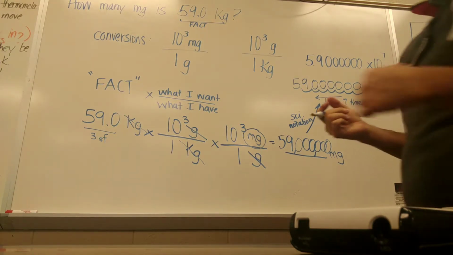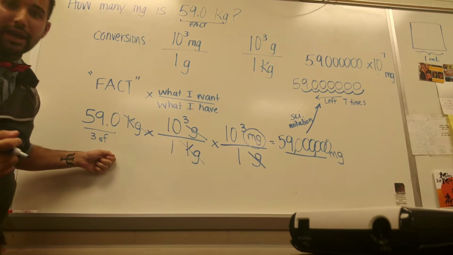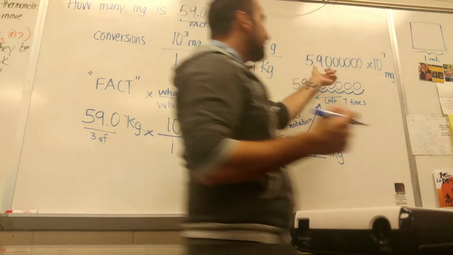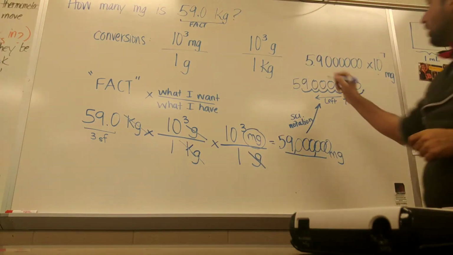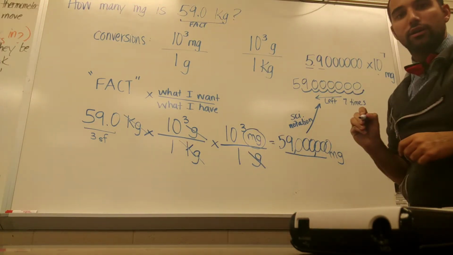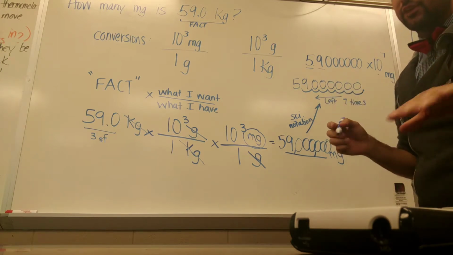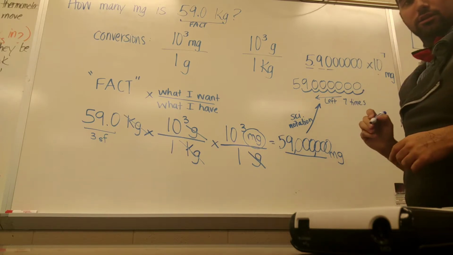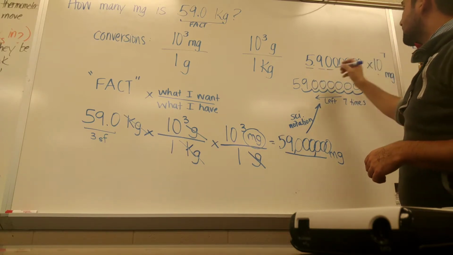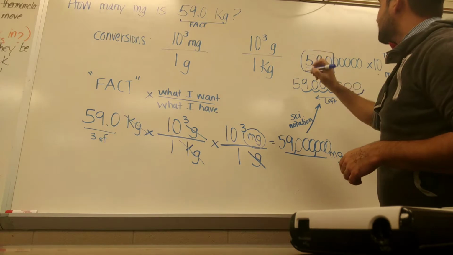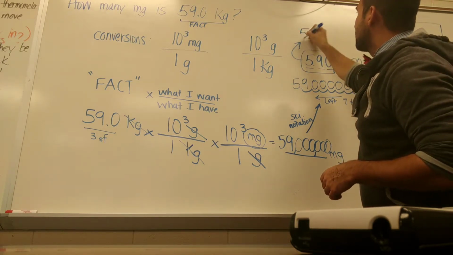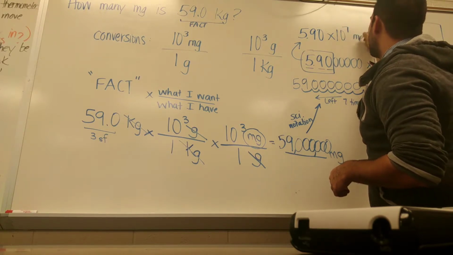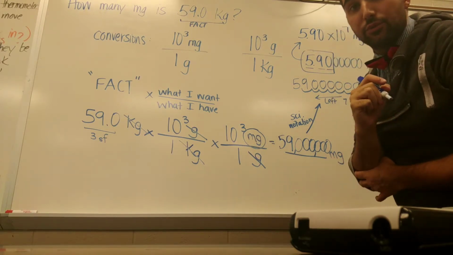But wait, how many significant figures should I have in my answer? In the very beginning, I had 3 sig figs. I should have 3 significant figures in my answer. Well, here's one. The 5 and the 9 are definitely significant, and I just need one more significant figure. Well, I'll put that 0 back in. 590 times 10 to the 7th. These are my 3 sig figs. The way I should really write this number is 5.90 times 10 to the 7th milligram. This would be in scientific notation.